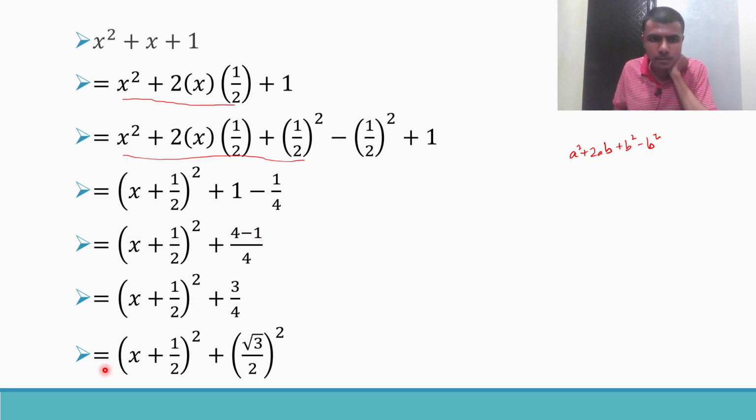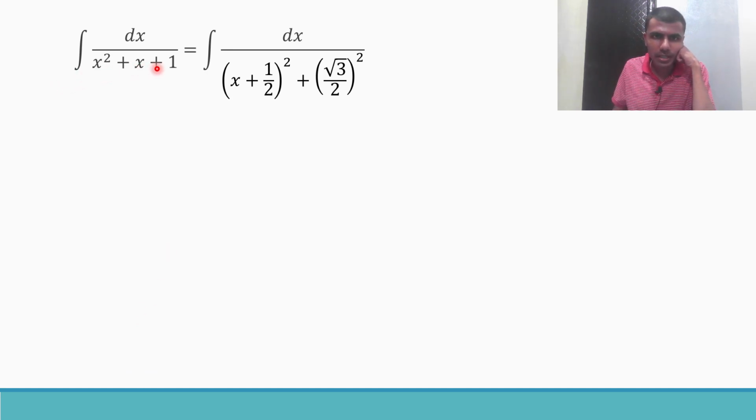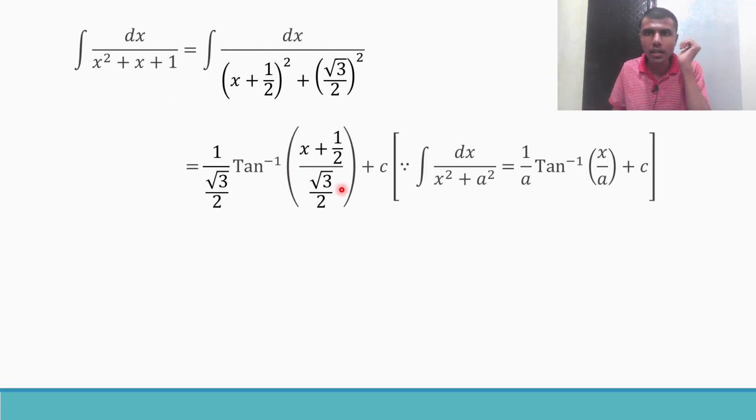Okay, fine. Now our given integral is x square plus x plus 1. This I can write it as, x plus 1 by 2 whole square plus root 3 by 2 whole square. Fine, integral dx by. Now we got it in a particular format. Now for this there is a formula. What is the formula? Integral dx by x square plus a square is nothing but 1 by a tan inverse x by a. Okay, see, this is of the form, listen, I'll explain this. This is of the form integral dx by x square plus a square. So what I will be getting is, I'll be getting 1 by a tan inverse x by a plus c.